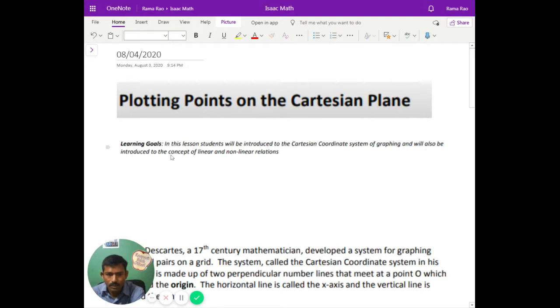And the learning goal for today: by the end of today, we will be able to understand an introduction to the Cartesian coordinate system of graphing, and we'll be introduced to the concept of linear and nonlinear relations.